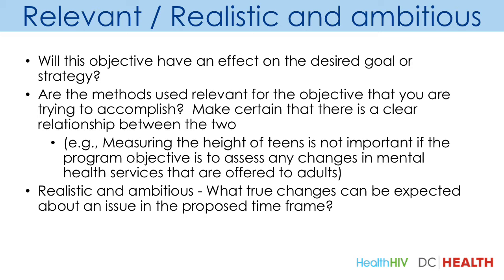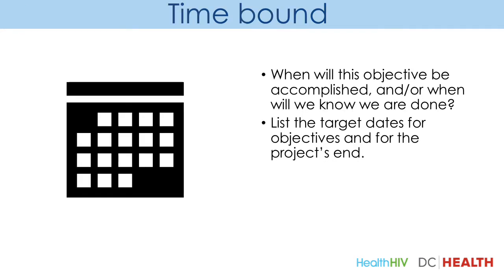With regard to realistic and ambitious, like the time-bound criterion, realistic and ambitious answers the question, what true changes can be expected about an issue in the proposed time frame? The time-bound aspect of the SMART objective answers the question, when will this objective be accomplished, and or when will we know we are done? Based on what is currently known, when is the change expected?